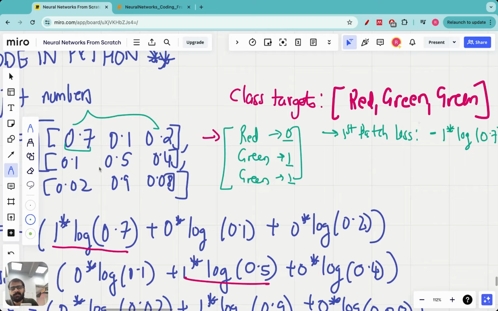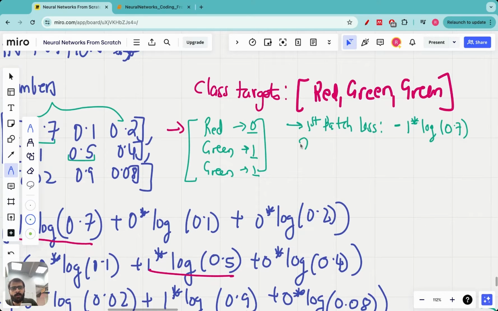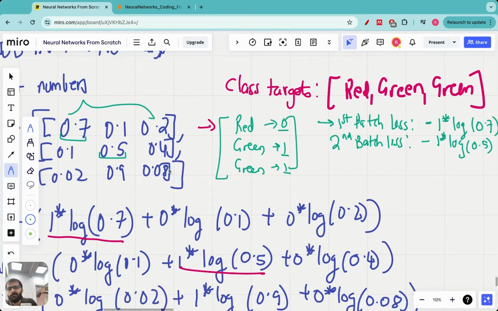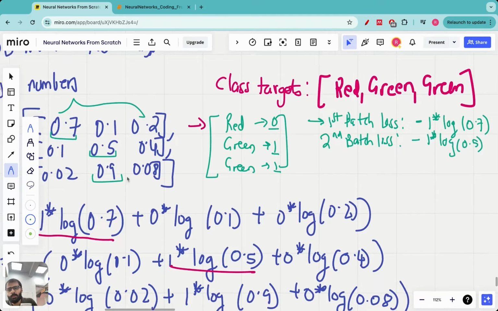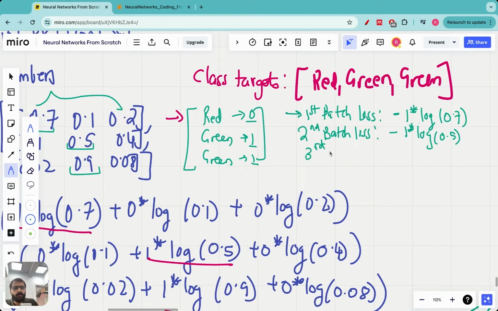For the second batch loss, the true label is green, so we only need to look at the output of the second neuron. So the second batch loss will be negative of 1 into log of 0.5. And for the third batch, the output is green, so we need to look at the second neuron. So the third batch loss will be negative of 1 into log of 0.9.